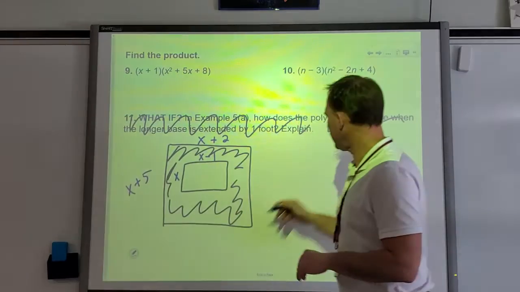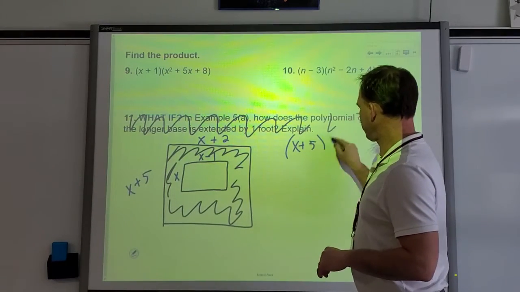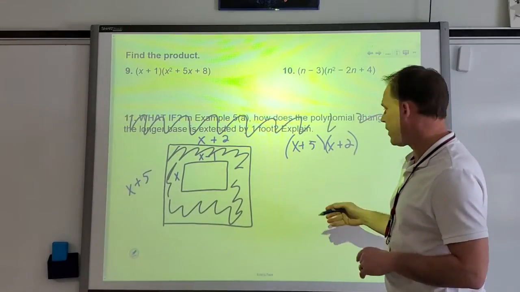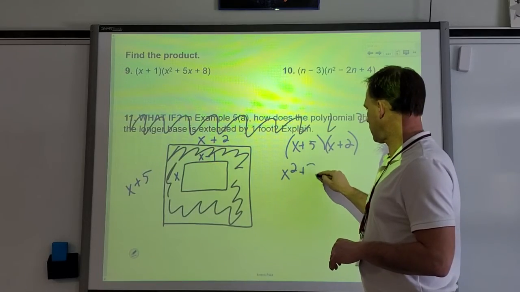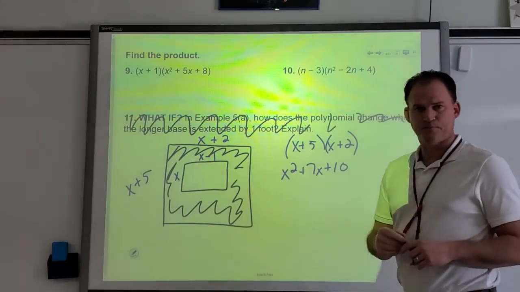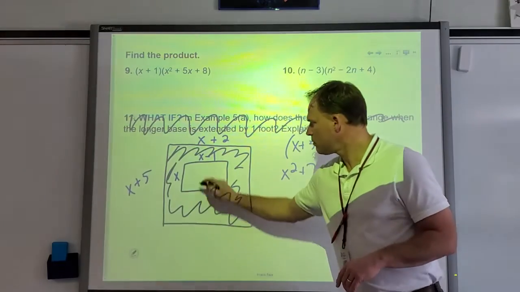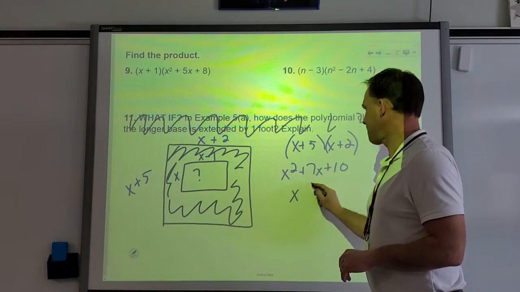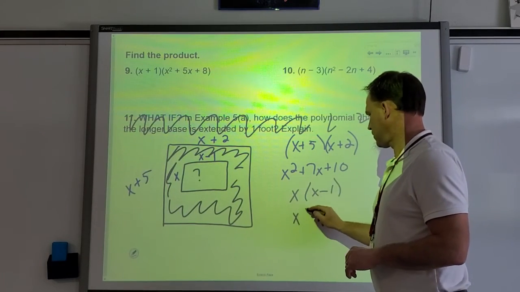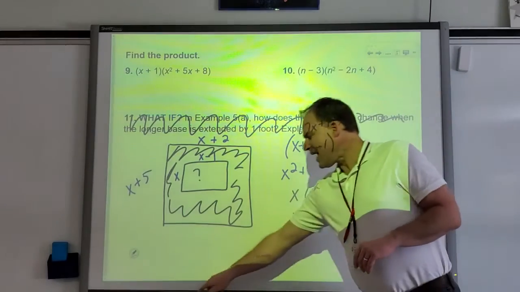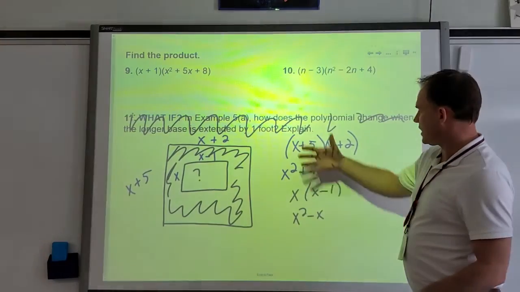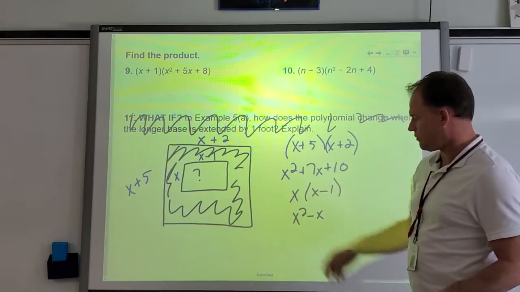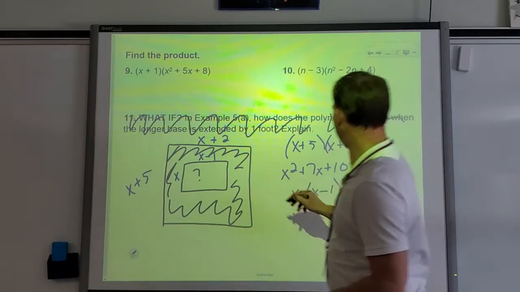So the area of the whole thing is x plus 5 times x plus 2. All right, let's figure that out. Good. Then I've got to find that, so multiply those two together. Now I've got to subtract still. I've got to take the area of the whole thing and subtract the area of the cutout to get the area of the shaded part.